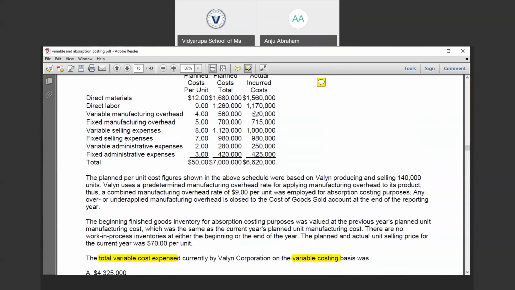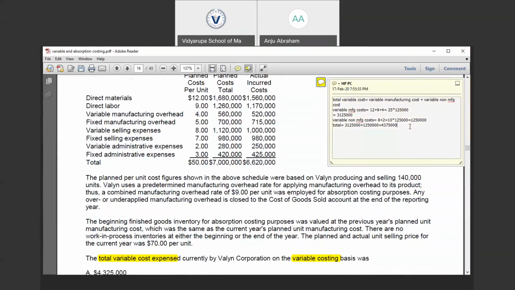Same. I just took the per unit figures for more clarification. We could take the actual incurred, or you could take this 1,560,000 plus 1,170,000 plus 520,000 plus 250,000 plus 1 million. So it is actually 4,375,000. This is the same figure as before.